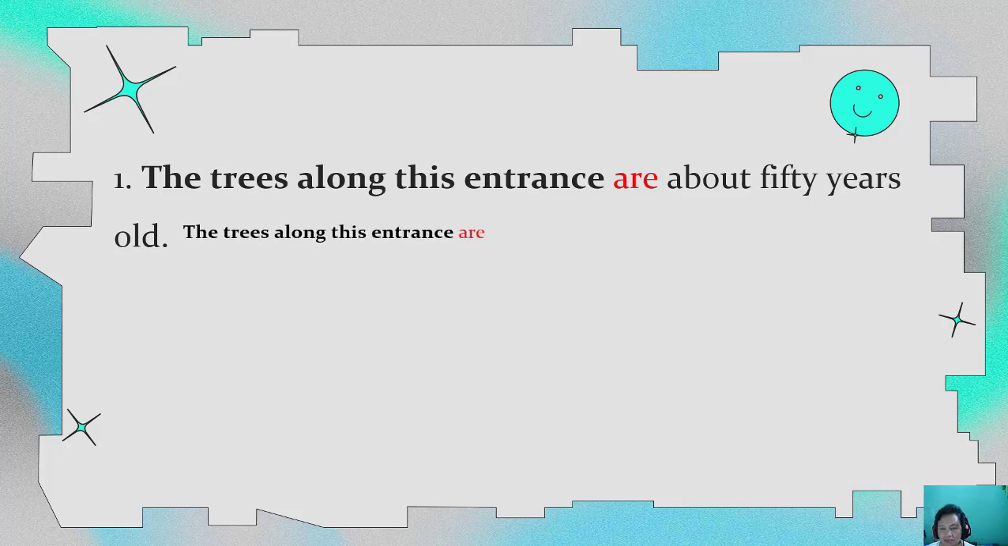You may have it like this: the trees along this entrance are. This is the subject and this is the predicate. It is not enough if the predicate is to be, because it is not meaningful. The trees along this entrance are, and then what? It seems that it is not complete. That's why we need a complement. There are three complements that follow the to be: adjective, noun, and adverb of place. You can find this in my video. The trees along this entrance are about 50 years old. Or you can have it like this: the trees along this entrance are old enough. So this is an adjective.